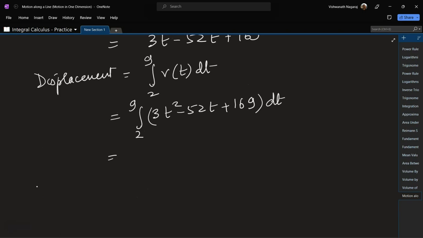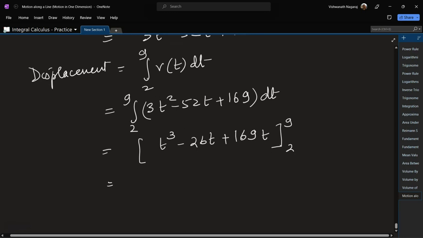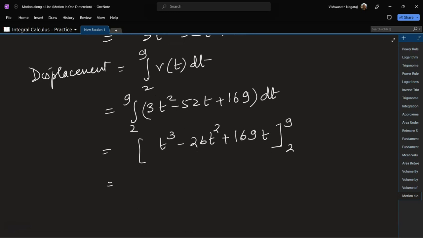Okay. Now let's integrate this. 3t square becomes t cube, minus 52t square by 2, so that is 26t square, plus 169t, plus C2. But since we are talking of a definite integral, we don't have to include it because it will get cancelled. From 2 to 9. Okay.